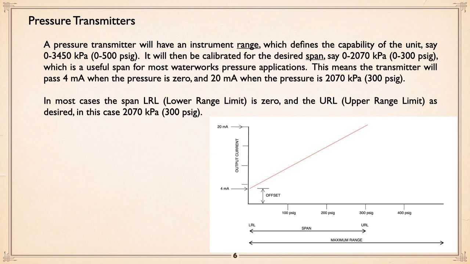So basically what you're saying is when the pressure is 0, it'll be 4 milliamp, and at 300 psi, 20 milliamp. In most cases, the lower range limit is 0 and the upper range limit desired is 300 psi. Okay, so you can see on the bottom these expressions. When they talk about span, that's from the lowest to the highest, taking you from 4 milliamp to 20 milliamp, okay? And a span of 300 psi, 0 to 300. The maximum range of the device is actually 0 to 500, but we're not using it, okay? We don't want it.